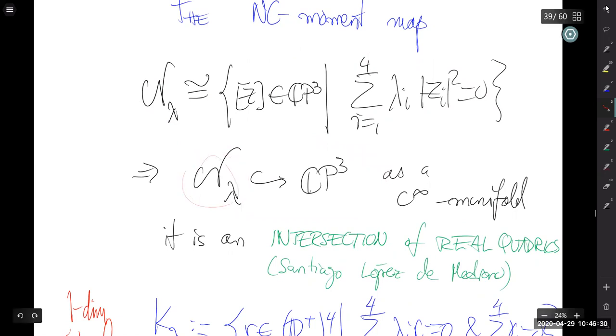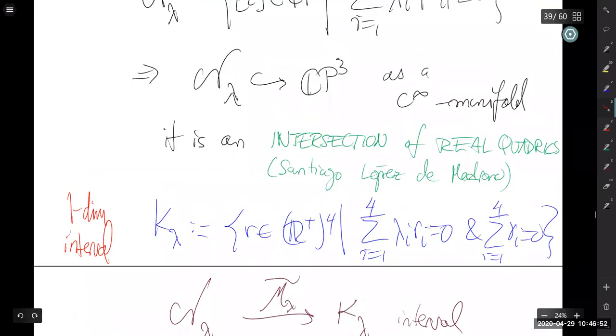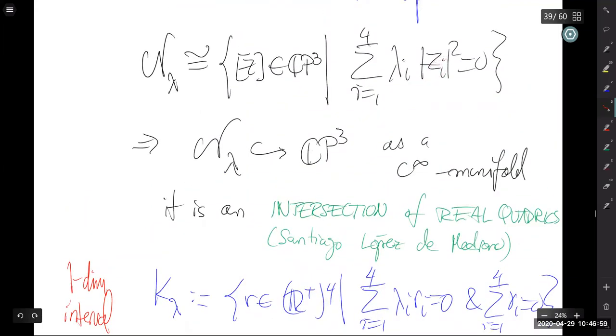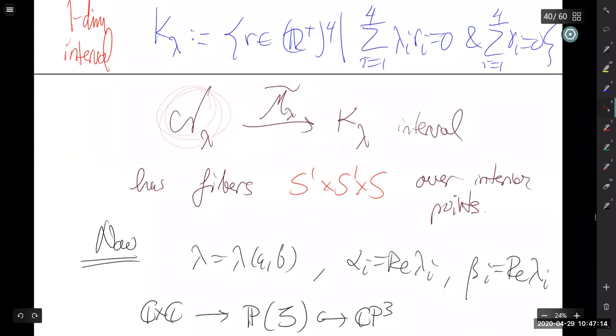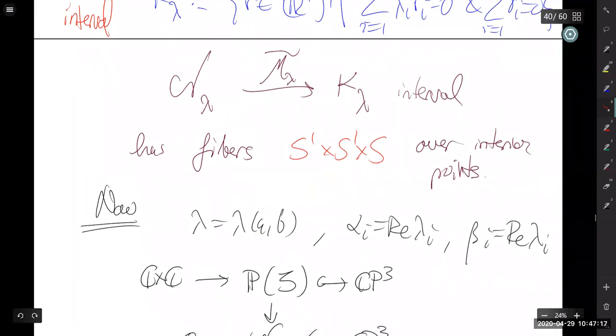So this, as a C infinity manifold, not as a holomorphic manifold, is an intersection of real quadrics that has been deeply studied by Santiago López de Medrano. So this is the intersection of real quadrics given by these formulas. This is my moment polytope. If I make these just real parameters, and forget the arguments of these complex numbers, I get the moment map, as you would expect. So I get the moment map from the manifold N, compatible with the foliation. It has these fibers, but these fibers carry a Kronecker foliation now.